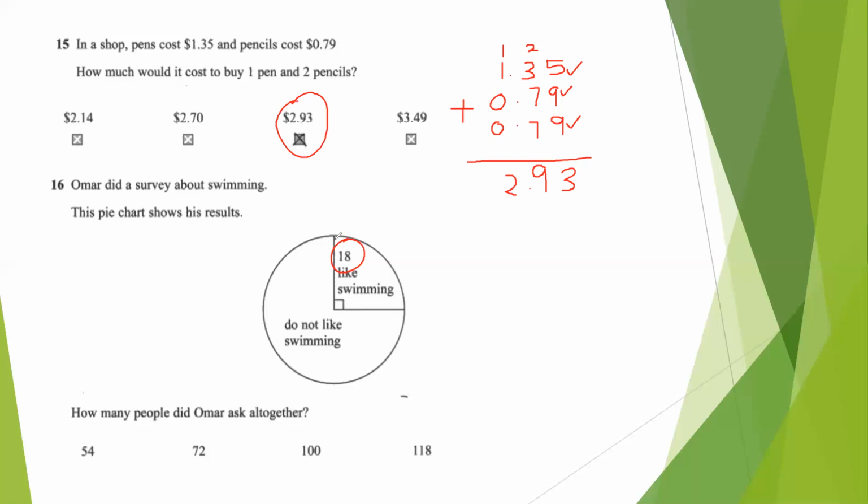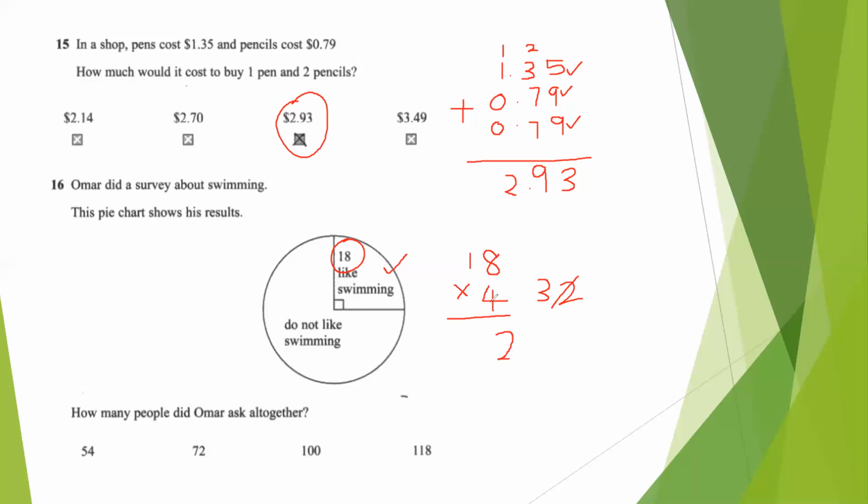We know when you get a circle, there are 4 quarters. This is 1 quarter. If 1 quarter represents 18, how to find the full circle? You have to multiply this quarter answer by 4, because we know there are 4 quarters in a circle. 18 times 4: 8 times 4, it's 32. So I will write 2 and leave 3.